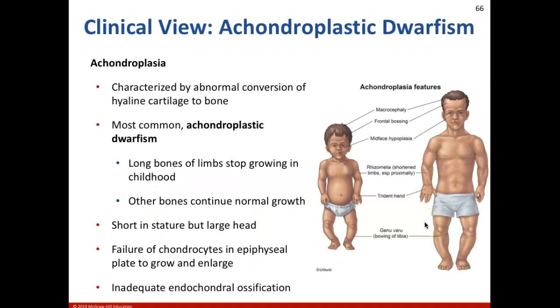Now for another clinical view on achondroplastic dwarfism. Achondroplasia is characterized by abnormal conversion of hyaline cartilage to bone. So the most common type is this achondroplastic dwarfism. Here we're going to see that the long bones of the limbs stop growing in childhood, and other bones will continue to grow normally. We'll see that people that suffer from this are short in stature but have a large head, and it results from failure of the chondrocytes within the epiphyseal plate to grow and enlarge, and they have inadequate endochondral ossification.